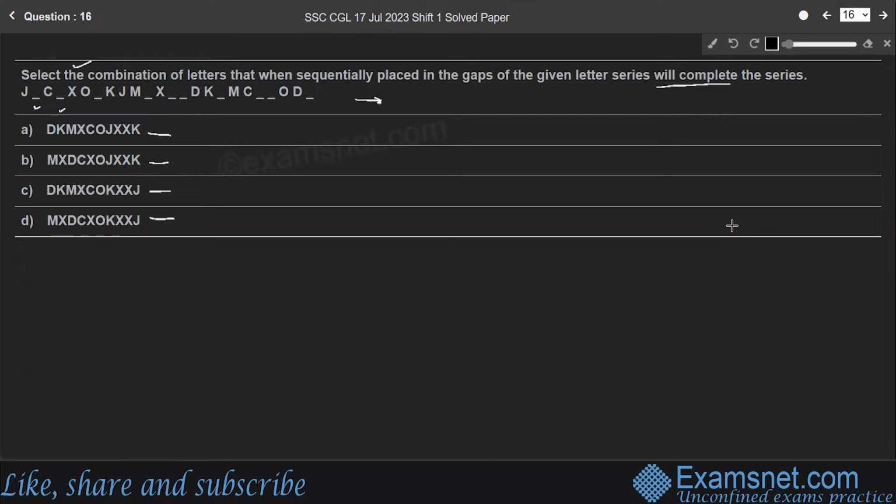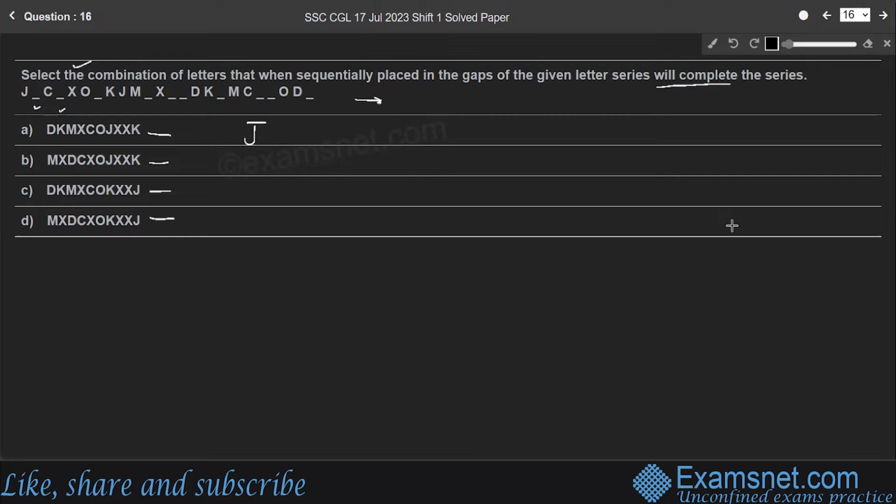If we fill these options, from one option, if you pick one option, the series will follow a sequence or pattern. So we have to check which option will make the series follow a certain pattern. Let us consider the first option. If we fill the first option, the series becomes: first letter is J.